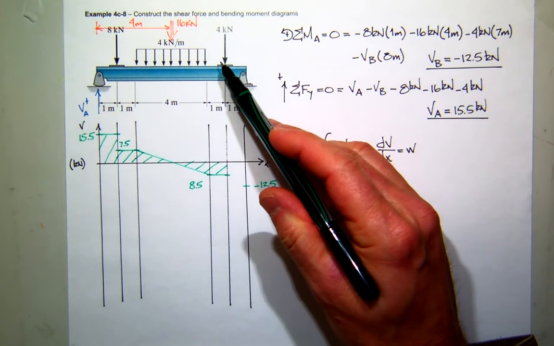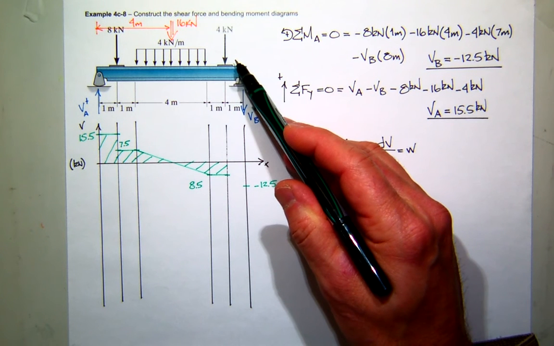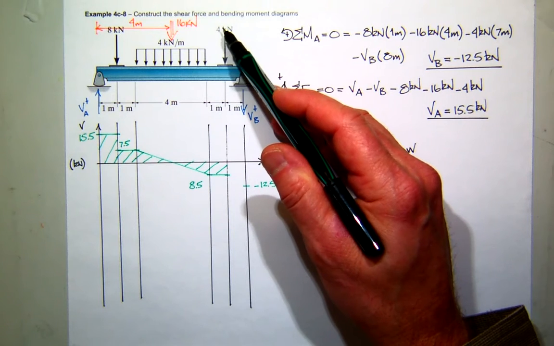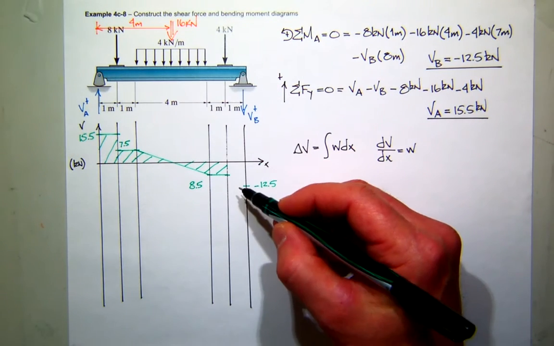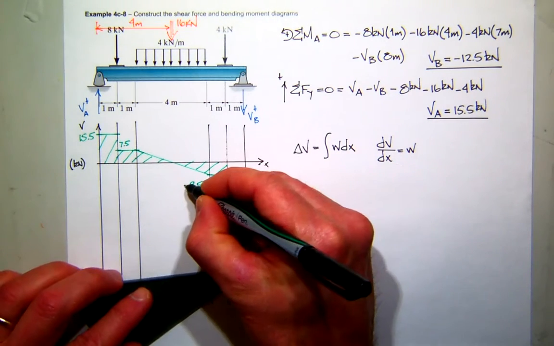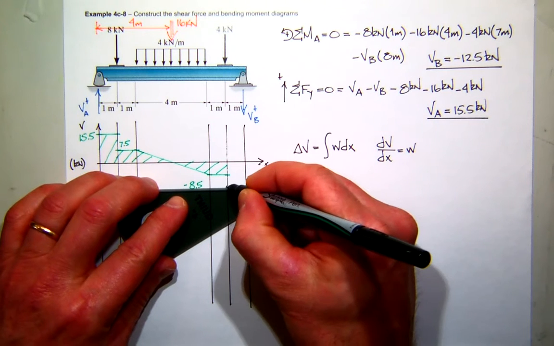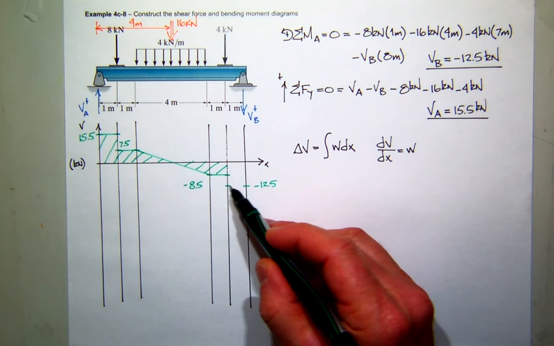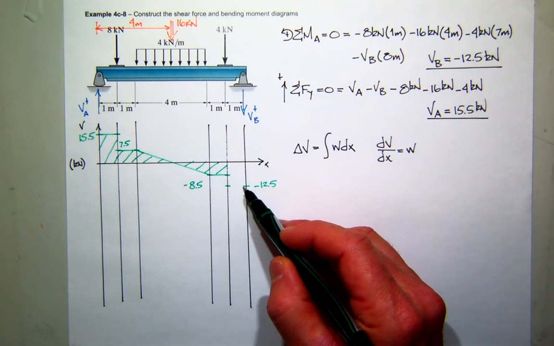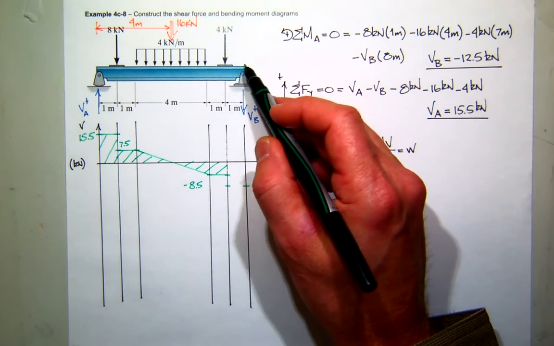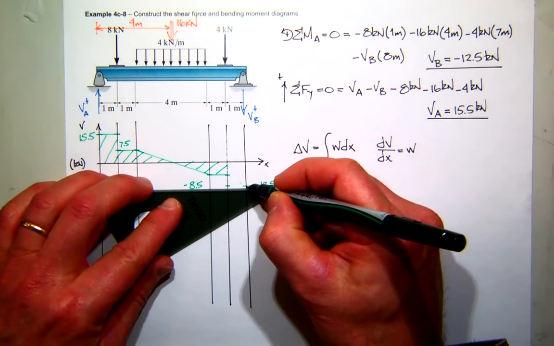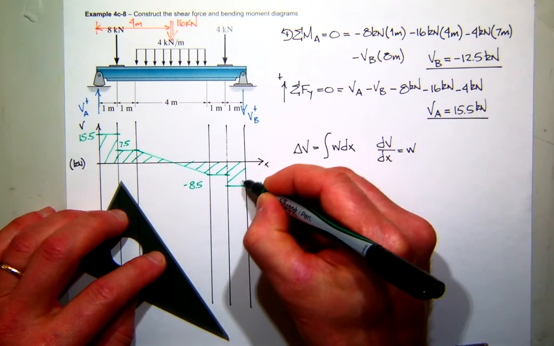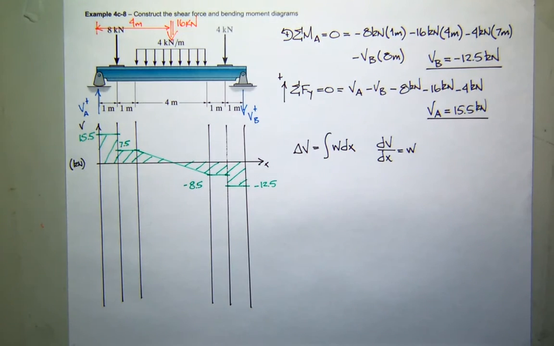Now, as I go from the left side to the right side, what's the change in shear? It's negative 4, right? So, hey, what do you know? It matches up. And the curve connecting those 2 points should be given by the loading, and the loading of that last meter is 0, so there's my shear diagram.